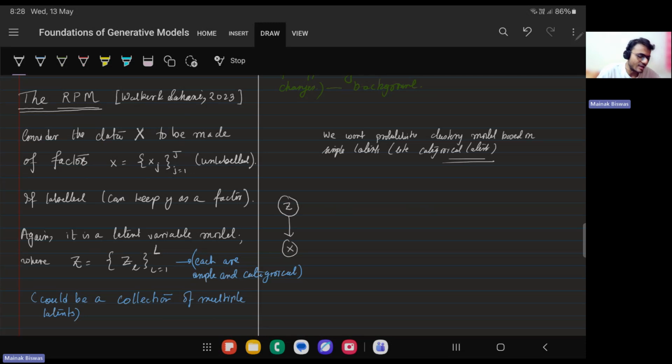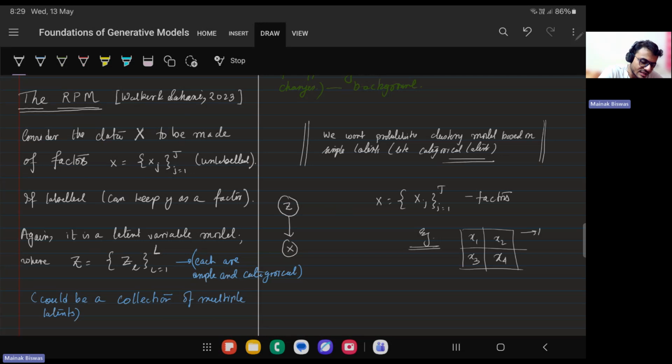Just quickly try to understand what the data looks like. The paper says that for this to work, I would divide my data X into factors. Each data point, these are called factors. You could think of these as patches in an image. This is patch 1, this is factor 2, this is factor 3, and this is factor 4. This is one example.